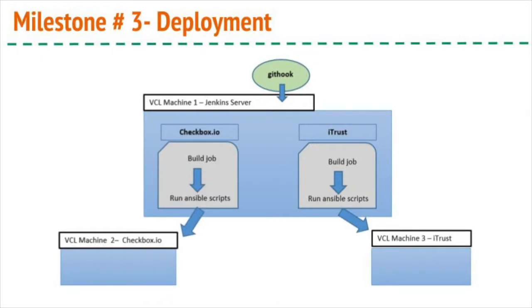Milestone 3, Deployment. We will first run the installation of Jenkins server on the first VCL instance. We have a Git hook that will be triggered after a Git push to either the Checkbox repo or the iTrust repo, and it will be responsible to create a Jenkins build job on the VCL instance. After the builds are successful, the projects will be deployed on separate VCL instances.